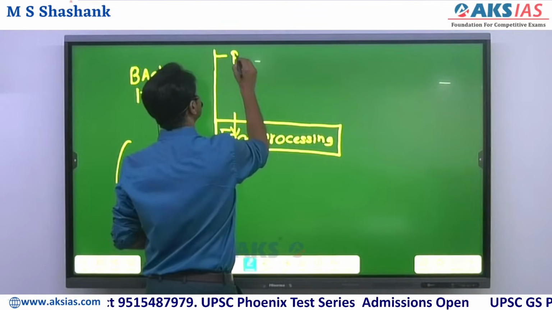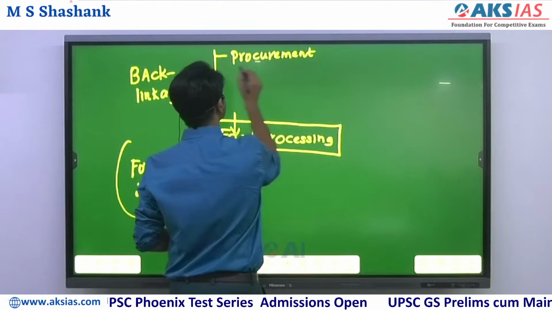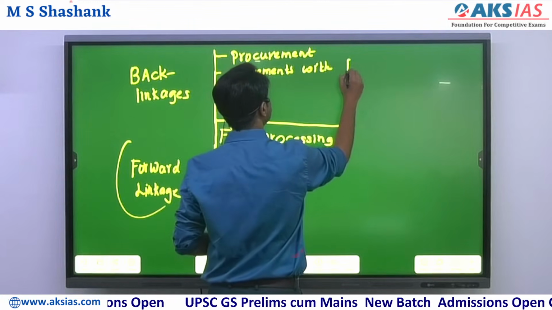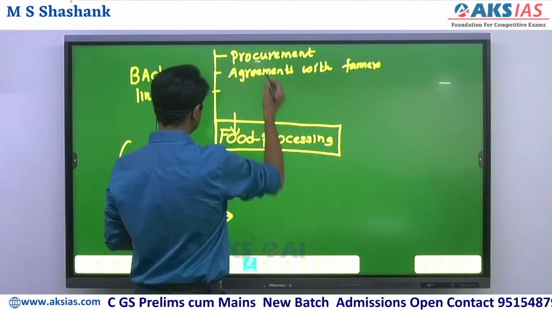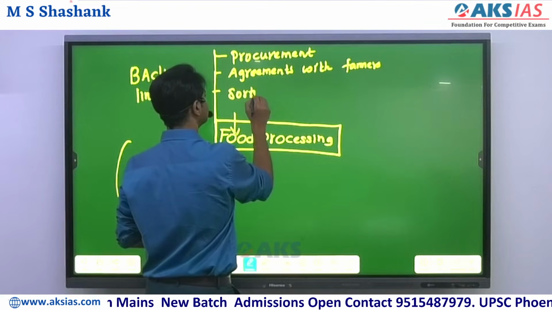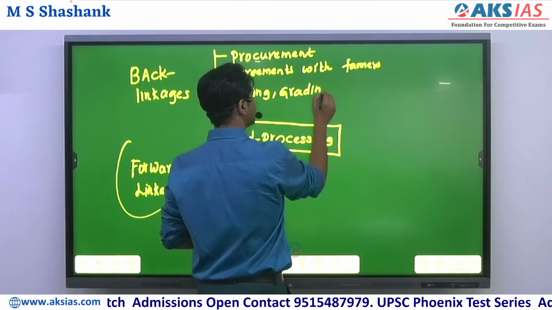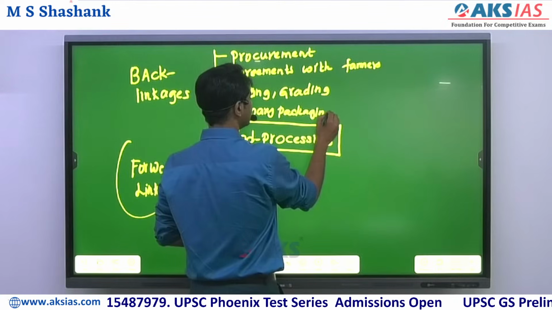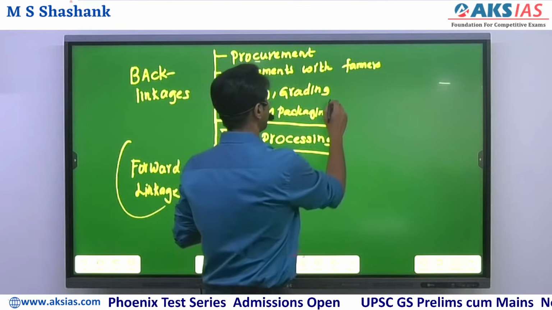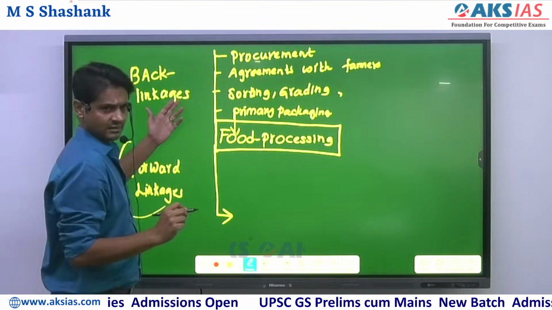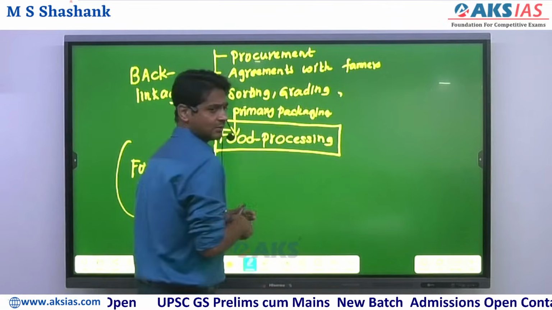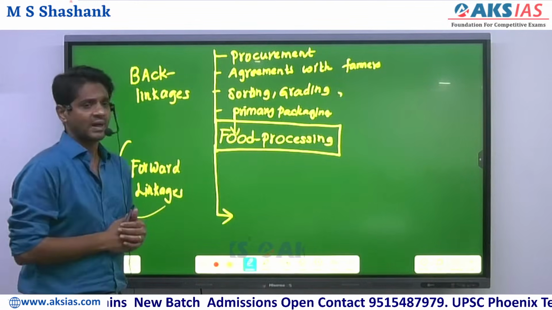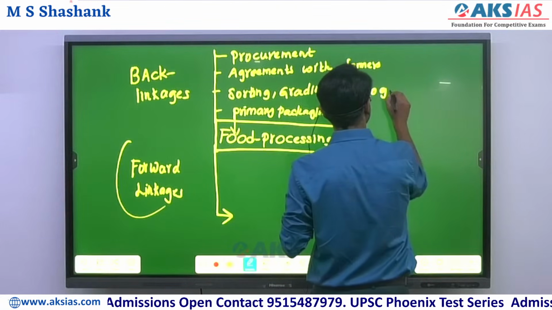Simple. Backward linkages include procurement from farmers, contract agreements with farmers. The back end also includes sorting and grading of the food, very very important, right? And primary packaging, not final packaging, primary packaging. These are some of the backward linkages. You can also say logistics to some extent. Backward linkages also have to do with logistics, different types of logistics: transportation, storage. You can simply write all that as logistics.